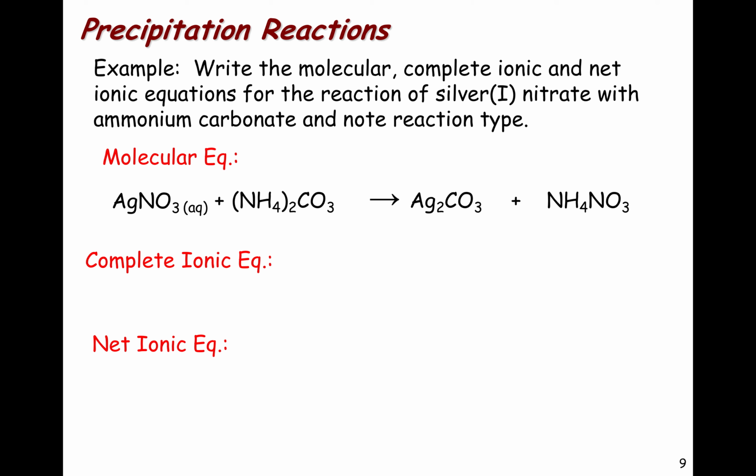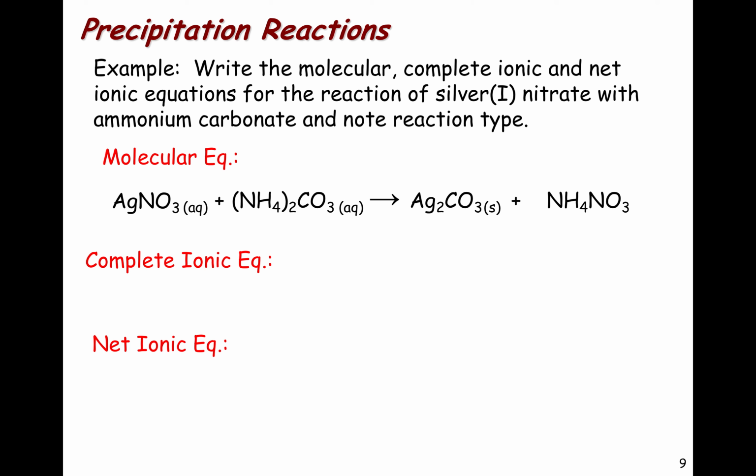At this stage, we need to make sure we know which species are soluble. Silver nitrates are always soluble, so that will be (aq) then. Ammonium carbonate, all ammonium compounds are soluble, so we would put an (aq) after that. Silver carbonate, most carbonates are insoluble, but it turns out that silver is not an exception to that statement. So there's our precipitate.